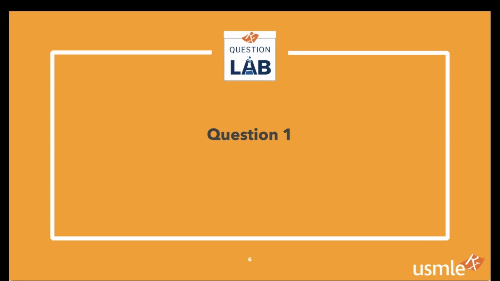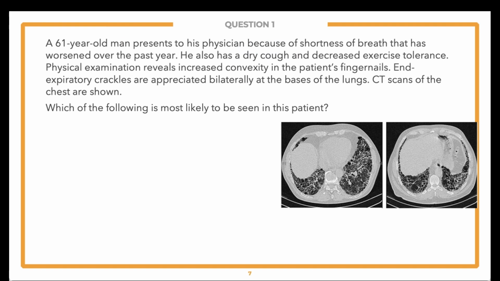So with that, we're going to open up tonight's Question Lab with question number 1. When we go through these questions, the first thing you're going to notice, especially if you're a newcomer, is that there's something missing. What are we missing? We're missing the answer choices. And that's by design. So we encourage you to cover up the answer choices as your first step.